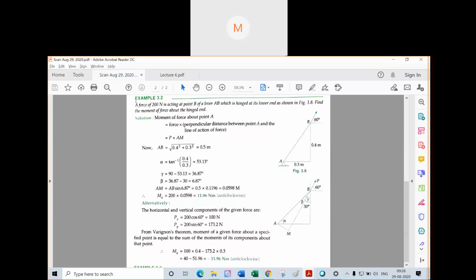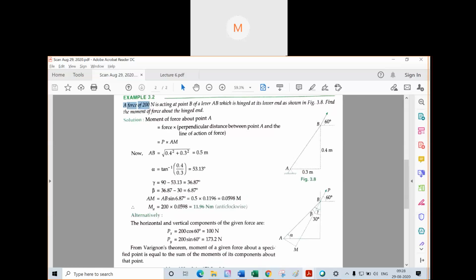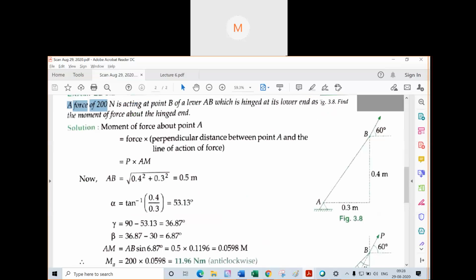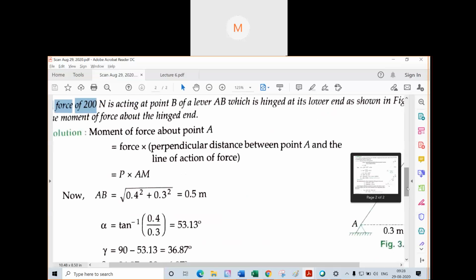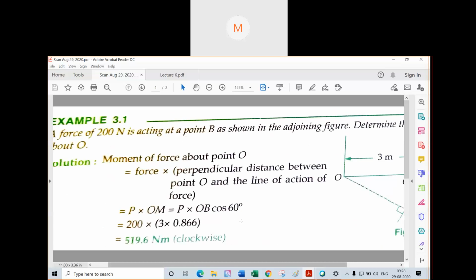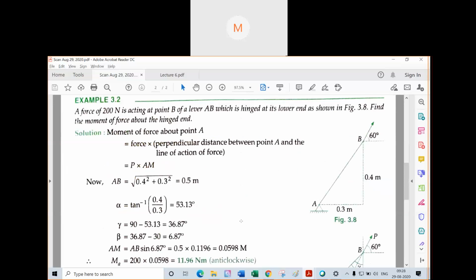Okay, so let us go to the next numerical. Write the next question. A force of 200 Newton acting at a point B.